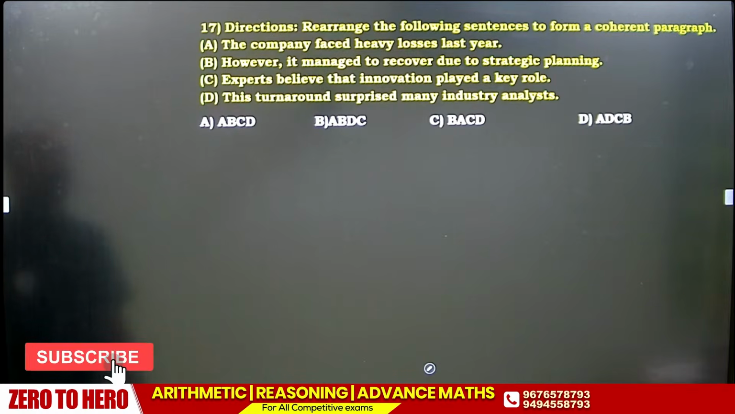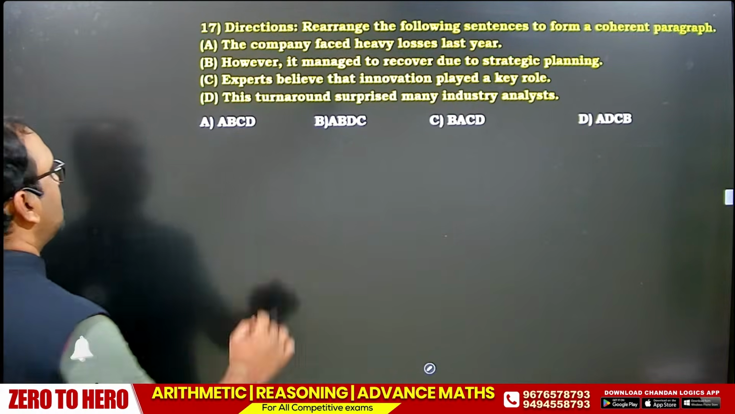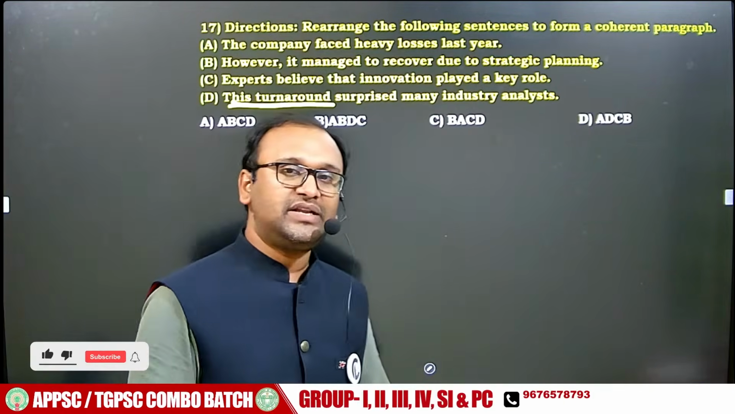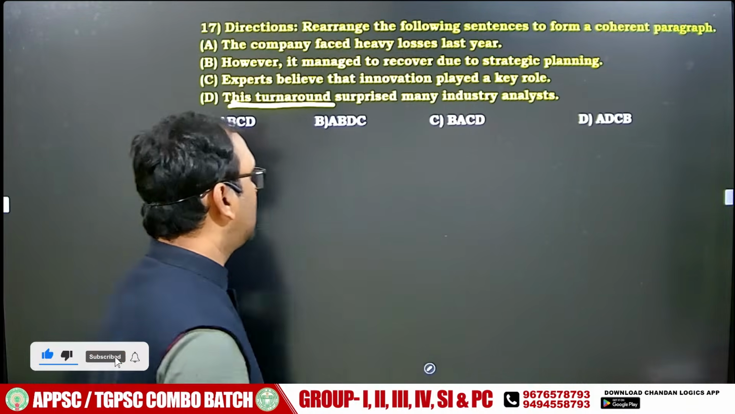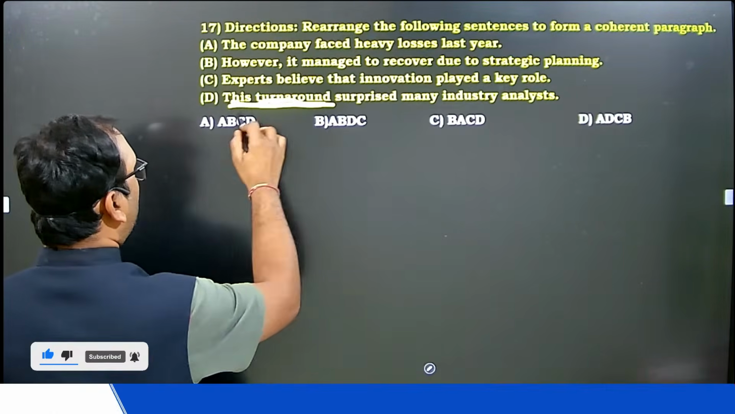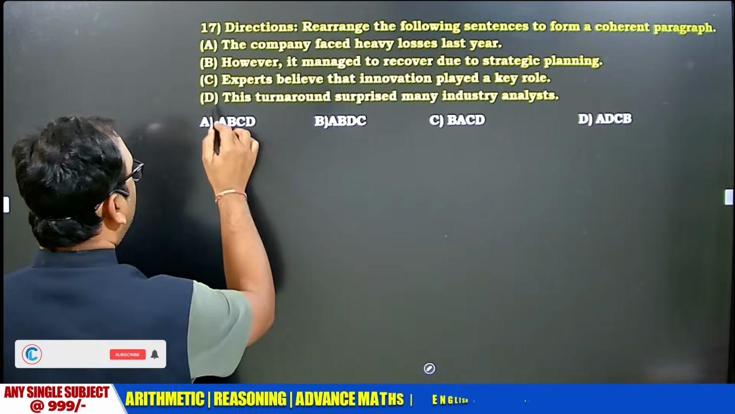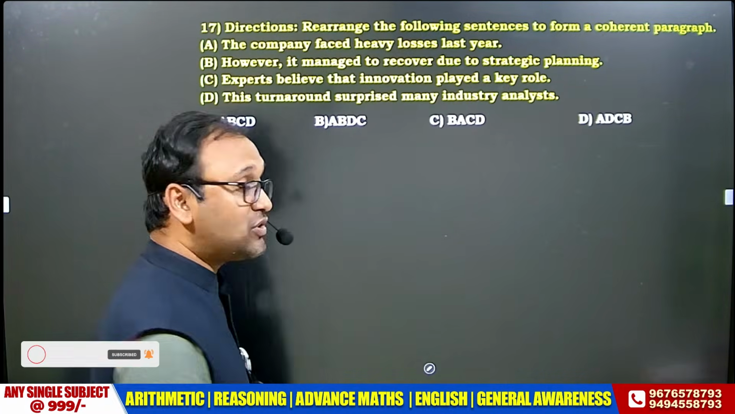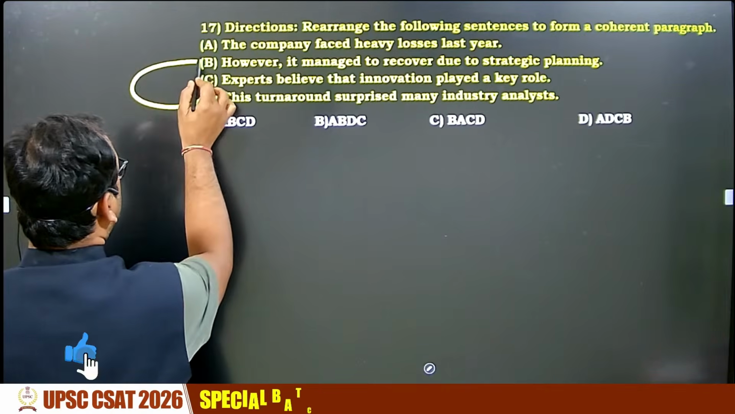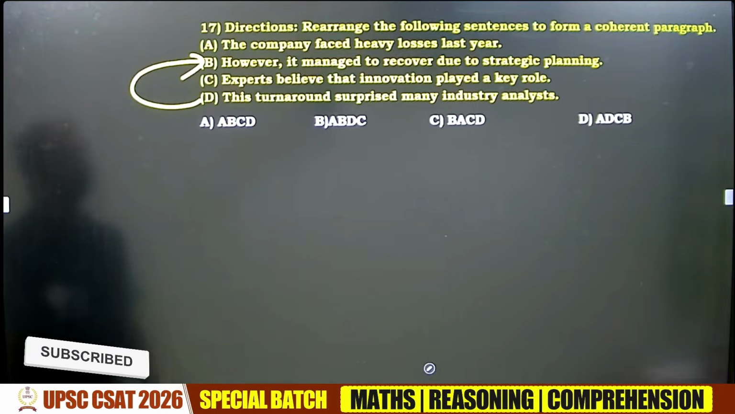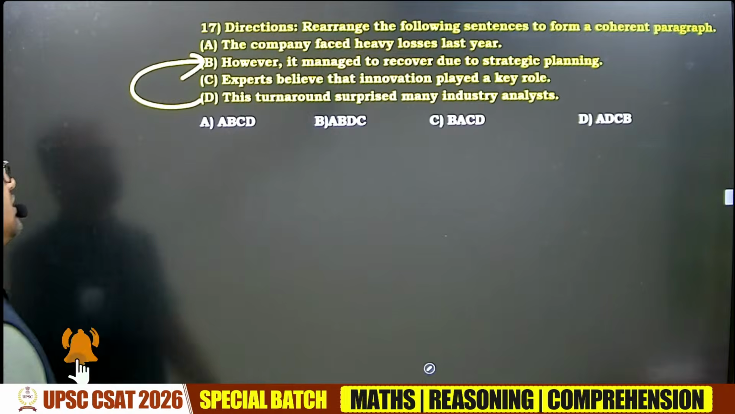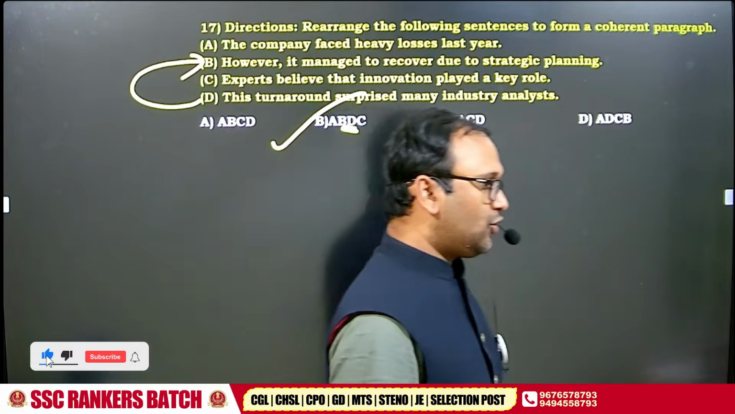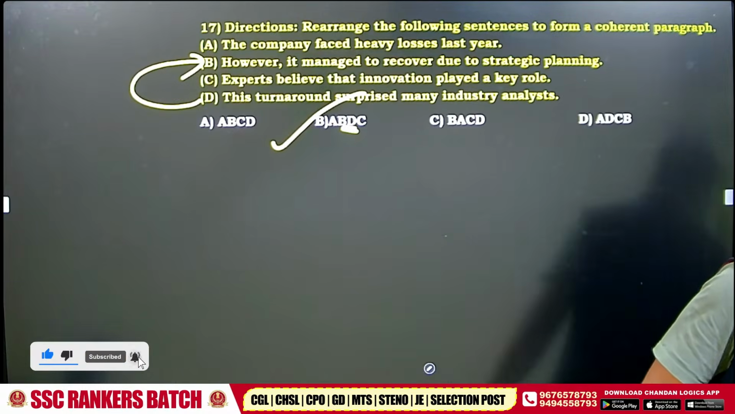I will tell you a shortcut now. This turn around. What is the meaning of turn around? Turn around means reverse, opposite. So before this statement, the previous statement must have something opposite happened. Where is that opposite? See, B. However means reverse. Finish. So BD should be the best pair. Answer is done. You did not read the complete sentence at all.